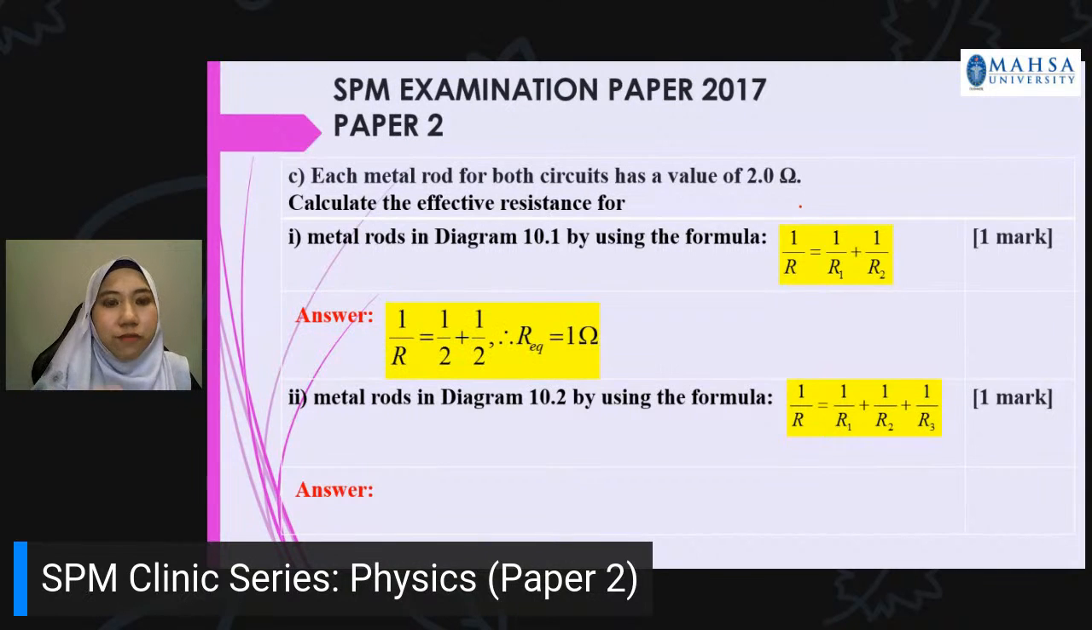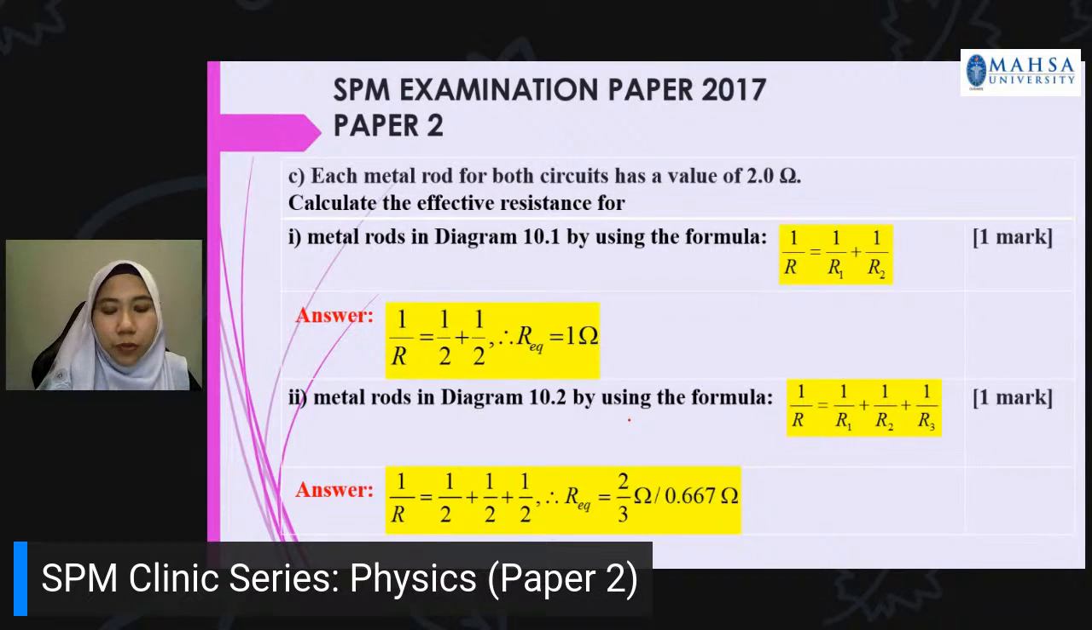Now substitute the value of the resistance of the metal rod into your formula. So here the answer is 1 ohm. And then how about the metal rod in diagram 10.2? Yes, we got the value: 2 divided by 3, which is 2 over 3 ohm, or 0.667. You can see that the value of the total resistance or effective resistance for diagram 10.2 is lower compared to the effective resistance for the metal rod in diagram 10.1.